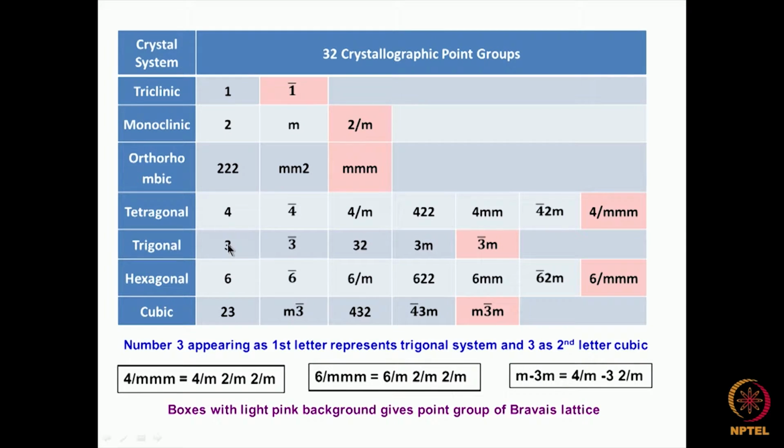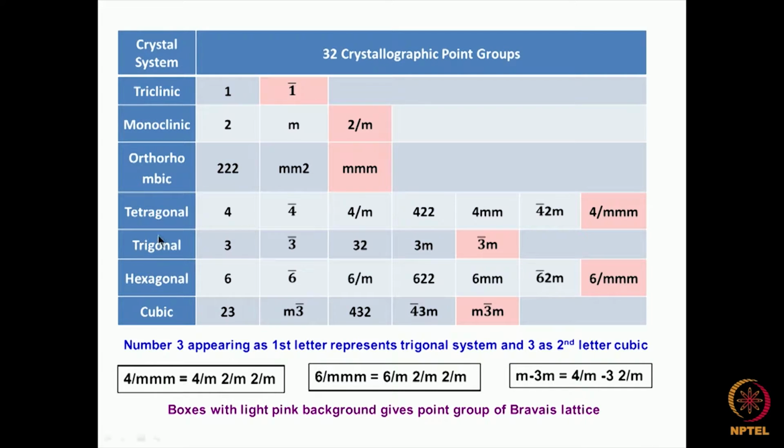Another important thing is that the 3-fold rotation comes in trigonal as well as in cubic. Here we have written 3-2, here we have put 2-3. There is some convention which is being followed. If the 3-fold rotation has been put as the first symbol in this 3-symbol representation which we follow for representing the point group, then it is trigonal. If the 3-fold rotation is put at the second position, then it is always a cubic system, right?